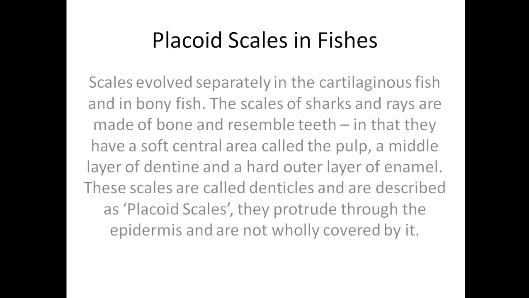So the placoid scales are also like that. If you look into the placoid scales, in the central area you call it a pulp, surrounding that there is a dentine, and the outermost layer is made up of enamel. So that's why, as they have dentine, these scales are called denticles. As they have the dentine material, these scales are popularly called denticles.